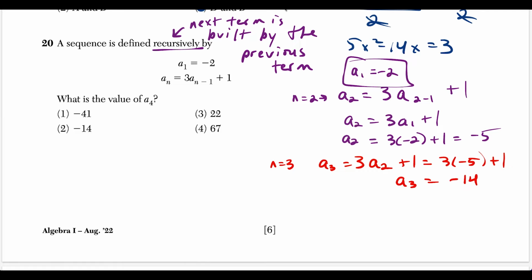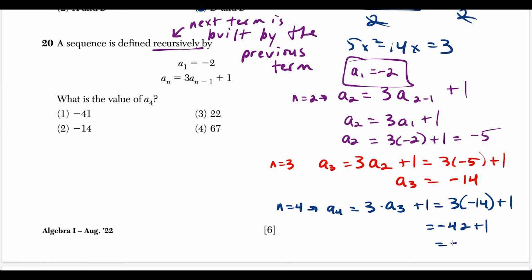But now we've got to just do this one more time. So next up here, to find a sub 4, that's when n equals 4. We have a sub 4 equals 3 times, and if we were to plug in 4 here, we'd have 4 minus 1 is 3. So we have 3 times a sub 3 and then plus 1. But we just found a sub 3 to be negative 14. And now we're just adding 1 like this. So if you do 3 times negative 14, that's going to give you negative 42 plus 1, and this works out to negative 41. So that's the value of a sub 4, which matches up with choice 1.